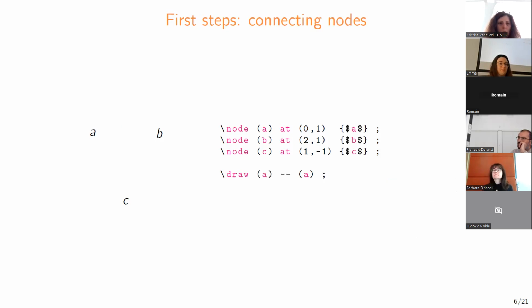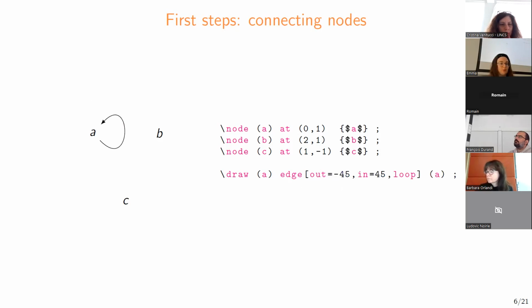And yeah, for example, let's say that now I want a loop. So I want to connect A and A. It will not work like that. So here you can see that nothing is happening. You have to tell TikZ that it's a loop. So instead of dash dash, you just put an edge that is a loop. And yeah, you have a loop on A.